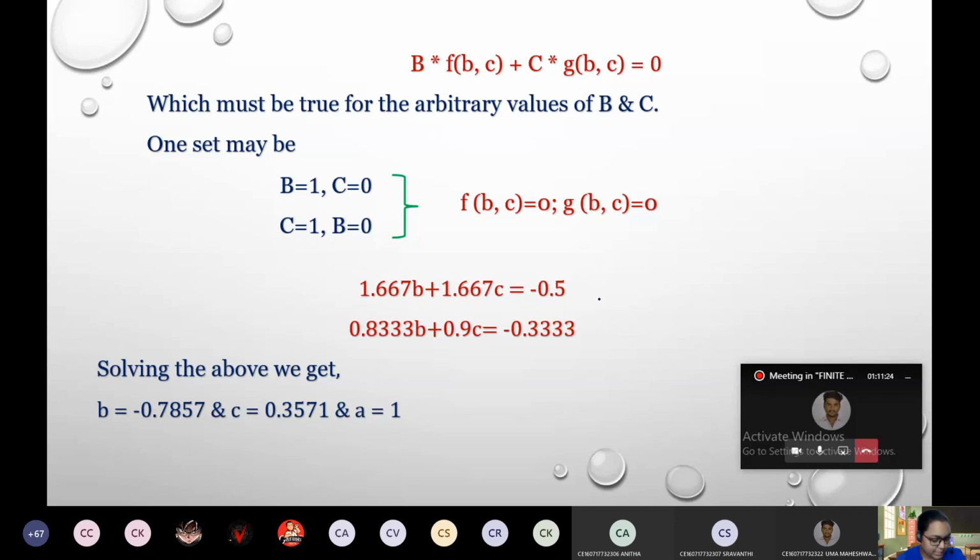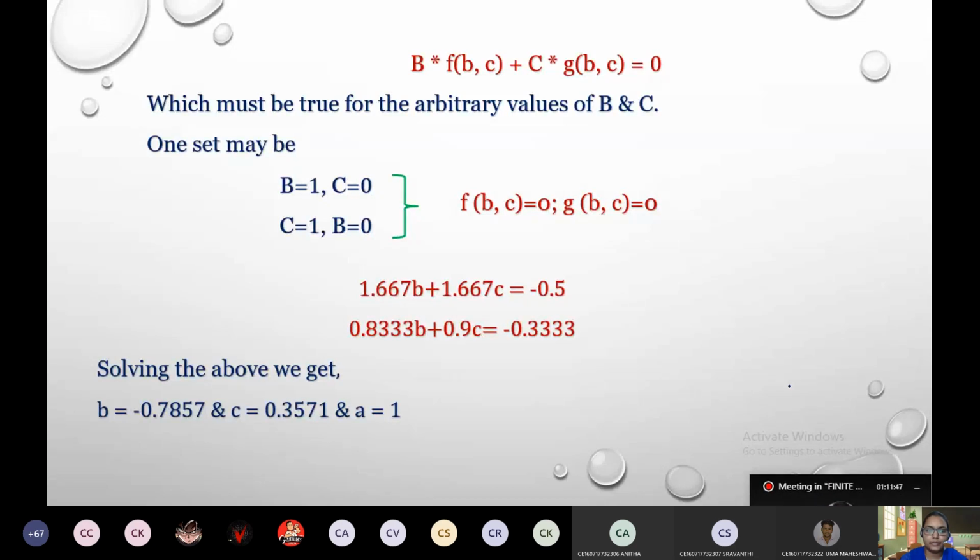It is 1.667 into B plus 1.667 into C is equal to minus 0.15. 0.833B plus 0.9C is equal to minus 0.3333. So the value of B, you will get it as minus 0.7857, and the value of C, you will get it as 0.3571. We already had the value of A is equal to 1 in the initial condition itself.